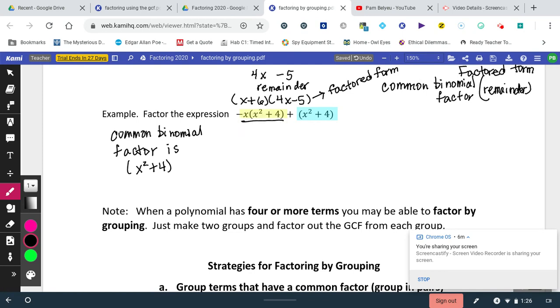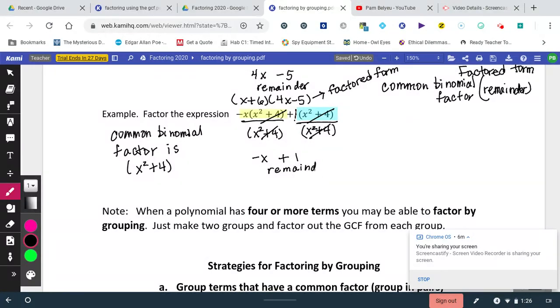So what I'm going to do is divide each one by x squared plus 4. I'm going to divide this by x squared plus 4. And I'm going to divide this by x squared plus 4. All right. Now, these are going to cancel, leaving me with negative x. Okay, but both of these cancel. What did I tell you all happens if everything cancels? What do you have to write? You have to write a 1, okay? Now, what I could have done is put an imaginary 1 in front of that parentheses and then canceled to help me see that I should write a 1, okay? So this is my remainder.